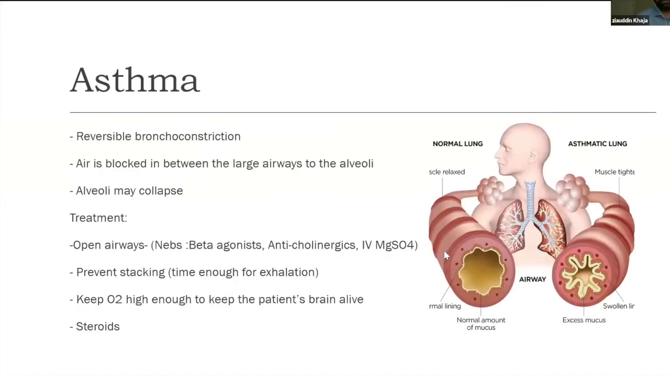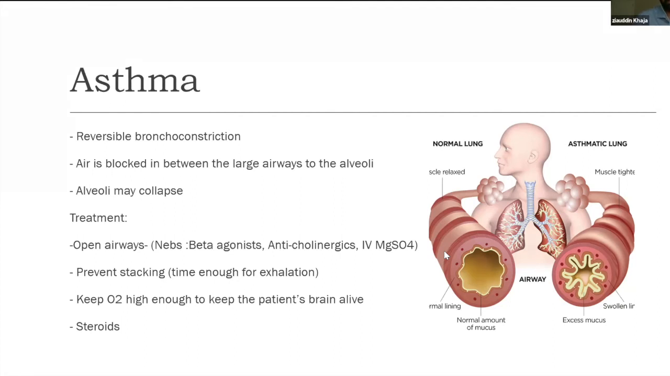Right. So talking about asthma briefly. Asthma is nothing but reversible bronchoconstriction. I like to put things in very simple words, as you can see there. I try to use minimal technical words. Basically, air is blocked between the large airways and the alveoli, and then the alveoli might collapse as well. So the idea here is to open the airways, bronchodilate basically. And then the second thing that I've mentioned here is preventing stacking.